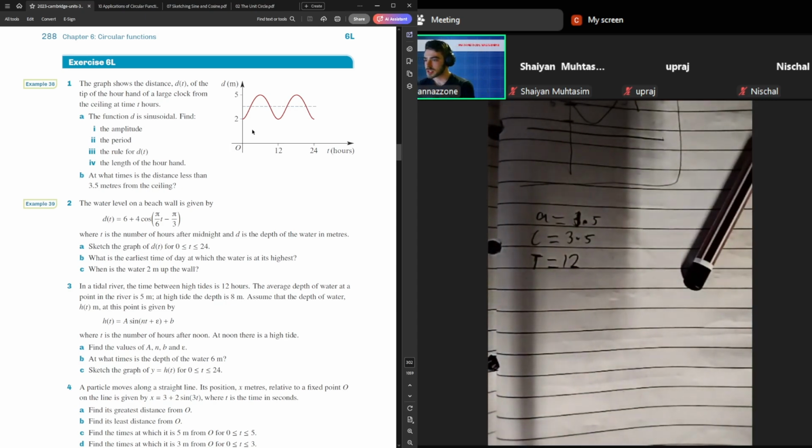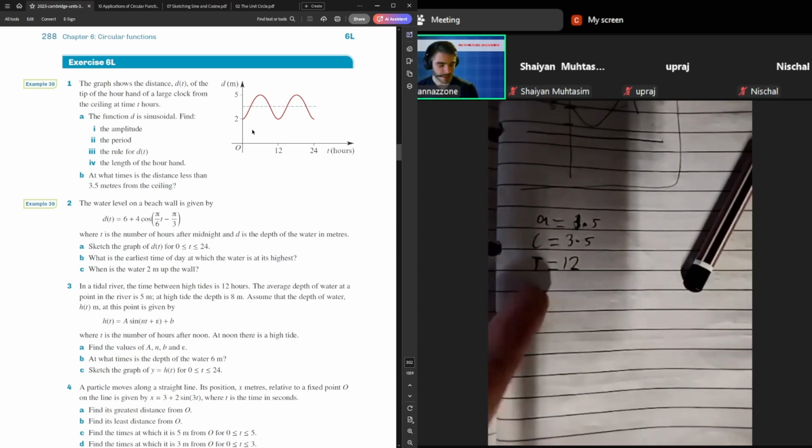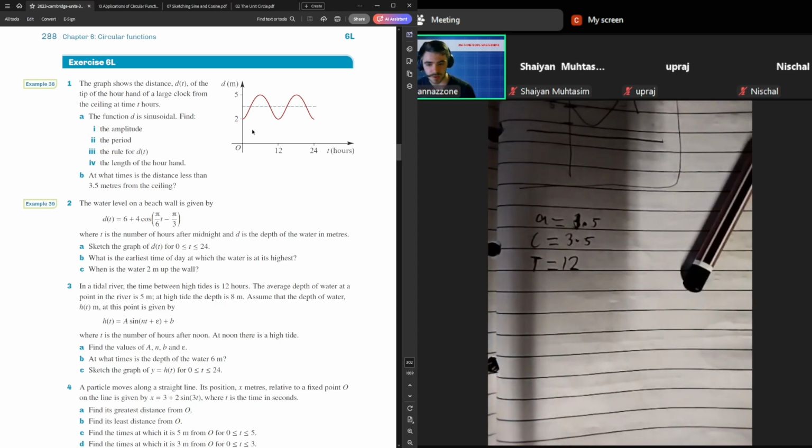Part three, this is where we now have to put all our information together. What you might notice is we've done things a bit backwards. It was slightly difficult to calculate the amplitude, a bit easier to do the mid-level, and the period was pretty easy. You could just look at it once you know what you're looking for. How do we now put that all together into a rule for d of t? This is where it gets a little bit trickier because there's not a whole lot of guidance here. How could we start it?